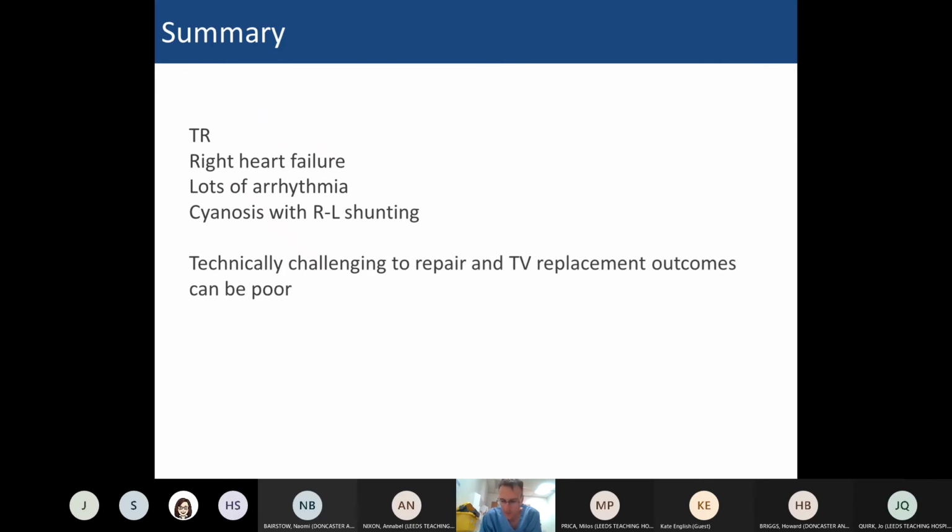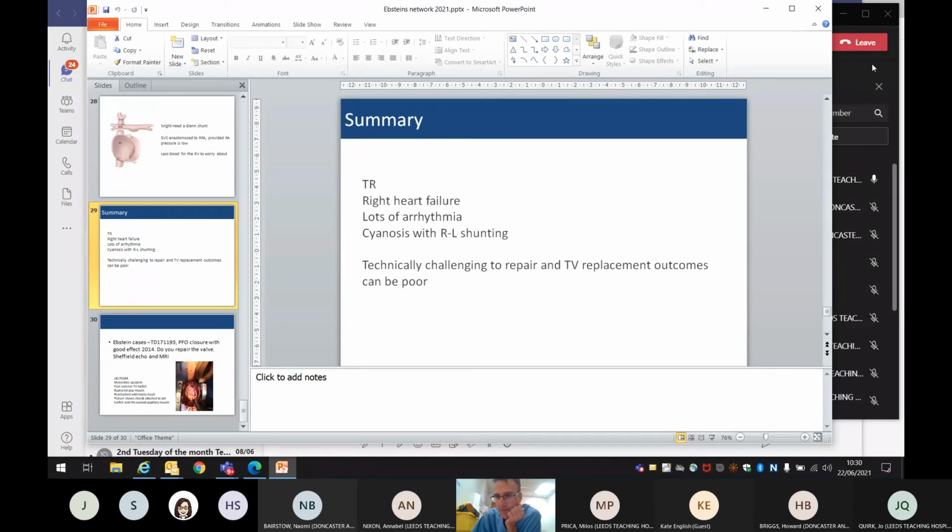But it is something we, and potentially other centres, I think our surgeons have developed a fair amount more experience with repairing the tricuspid valve in Epstein's over the past few years. And so I think our threshold for operating has come down recently.